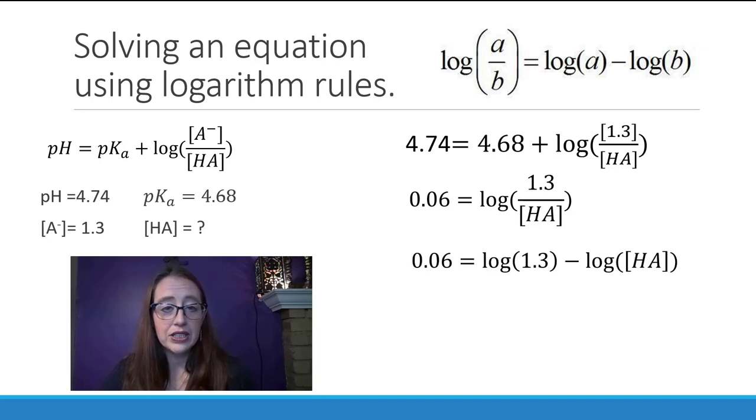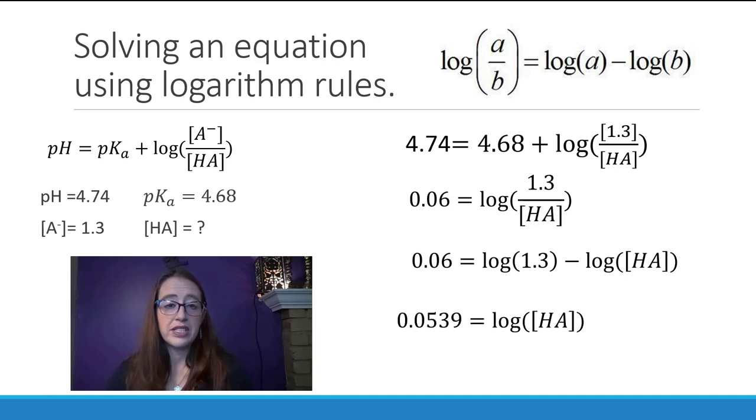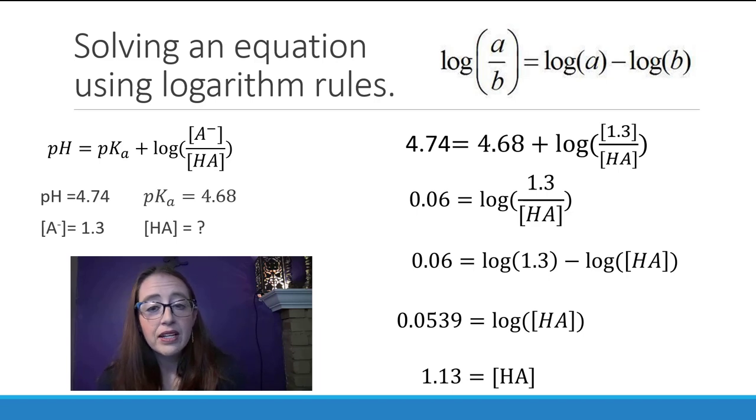So if we separate out our logarithm, we would get log of 1.3 minus log of HA equals 0.06. We subtract the log of 1.3 over, giving us 0.0539 equals log of HA, and now we can very easily do 10 to the power of each one, right? So now we have log base 10, so we're going to do 10 to the power of each one to give us 1.13.